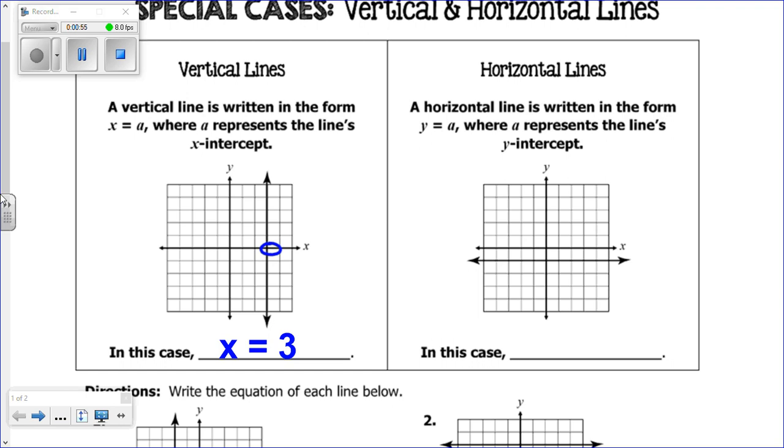Now, a horizontal line, remember, is a line that is going to cross over the y-axis. And so it's written in the form y equals a, where a represents the line's y-intercept. So we want to figure out, where does this line cross the y-axis? It crosses at 1. So this equation is y equals 1. Okay.